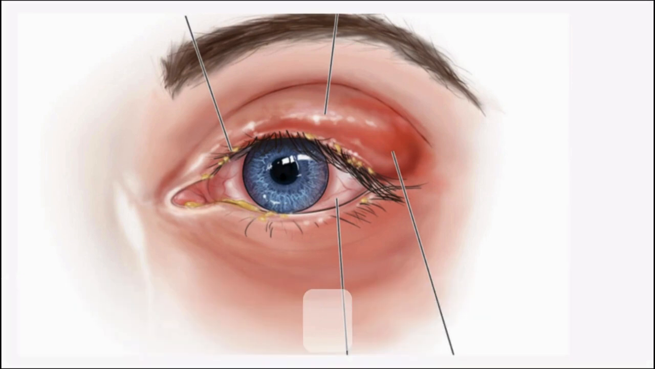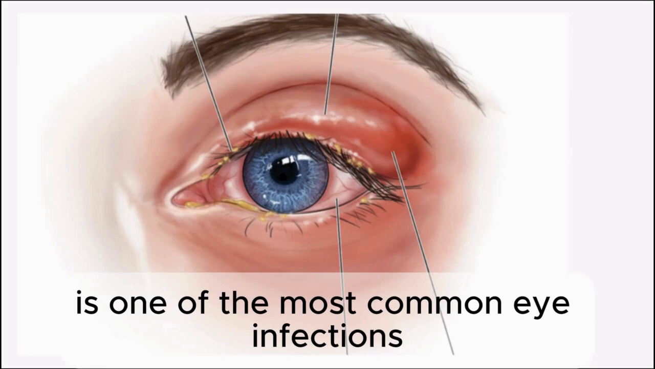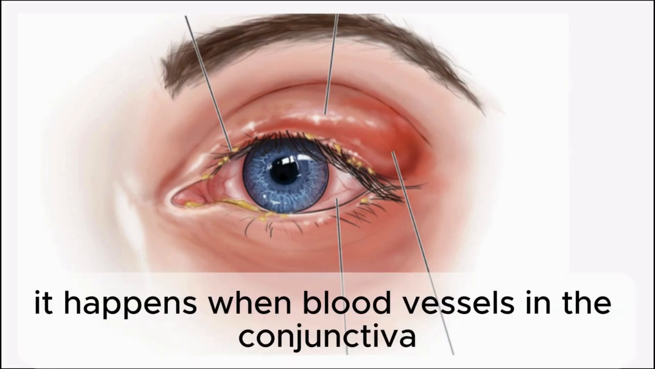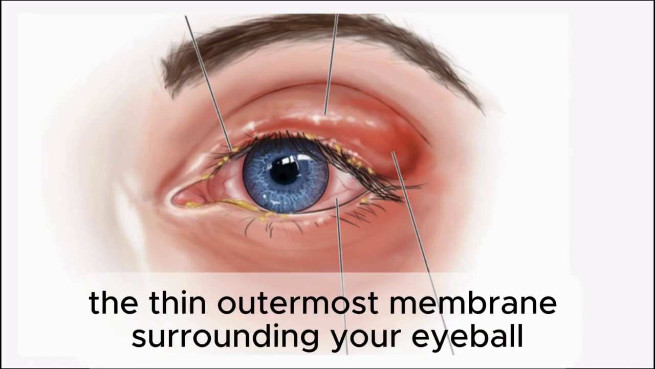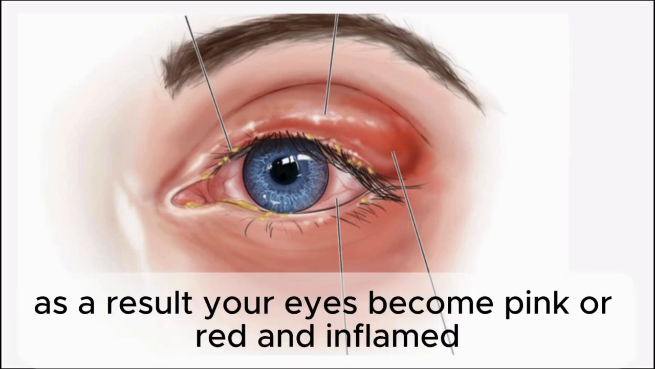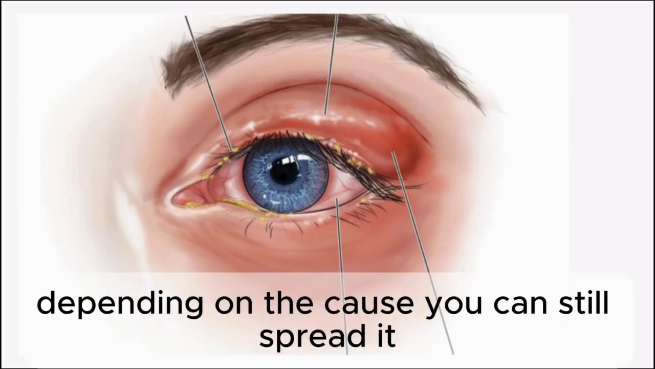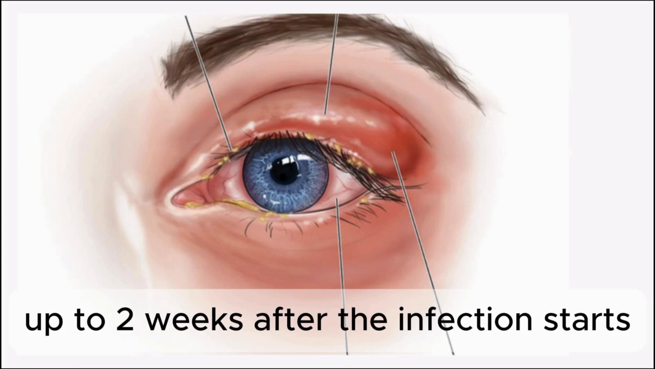1. Conjunctivitis, pink eye. Infectious conjunctivitis, or pink eye, is one of the most common eye infections. It happens when blood vessels in the conjunctiva, the thin outermost membrane surrounding your eyeball, become infected by bacteria or a virus. As a result, your eyes become pink or red and inflamed. Conjunctivitis caused by bacteria or viruses is extremely contagious. Depending on the cause, you can still spread it up to 2 weeks after the infection starts.